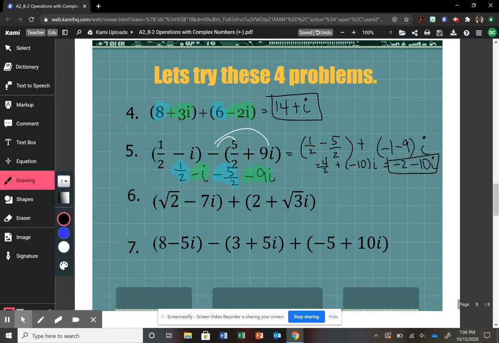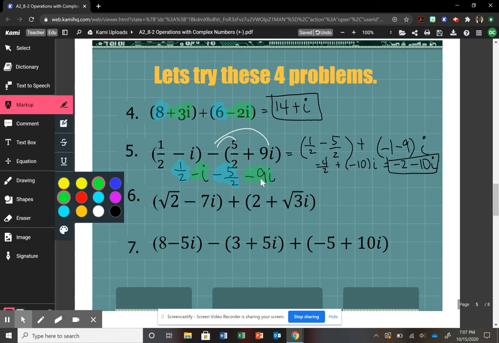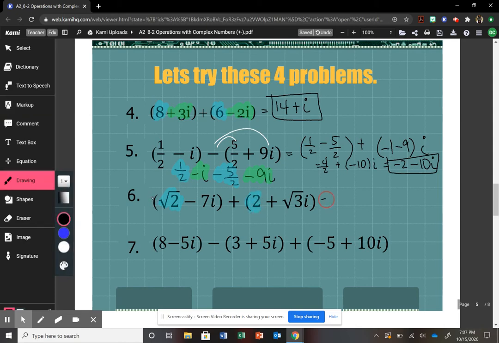All right, and the reason I did this for this one is because this is what I'm going to use here. Because at first, my class looked at this and said, oh my God, what are we going to do? Okay, and I say, well, just do the same thing you've been doing. So let's do that. I combine the real parts. So here I'm going to put the 2 first. 2 plus square root of 2. Plus, I'm going to add the imaginary part.